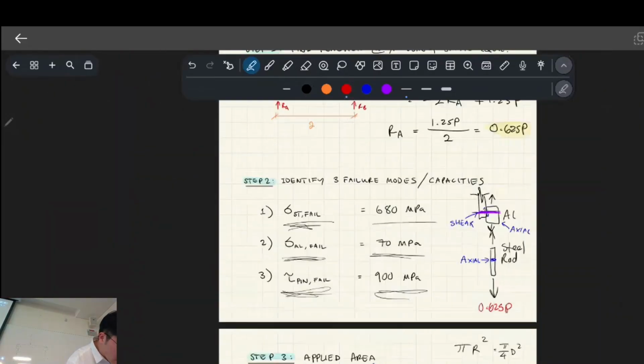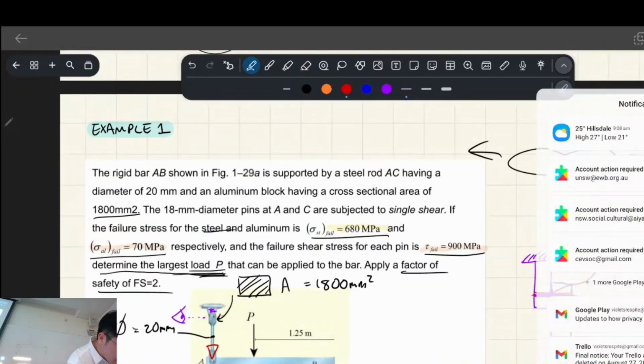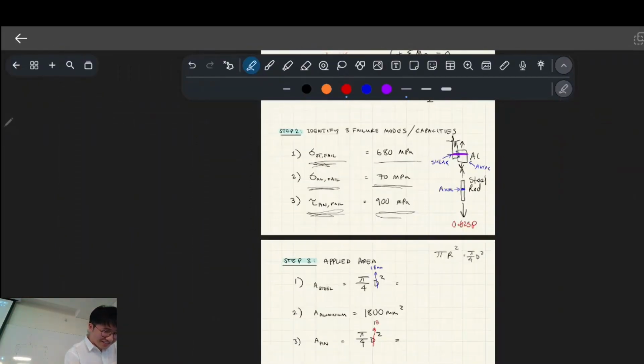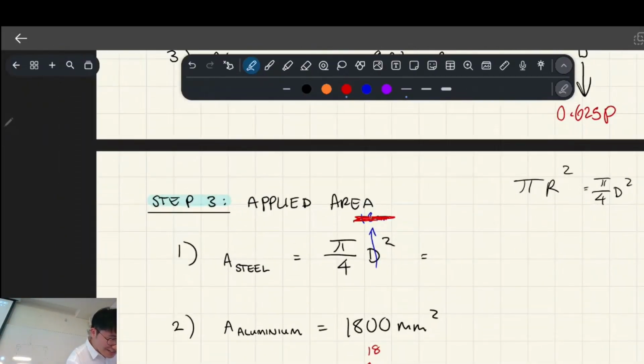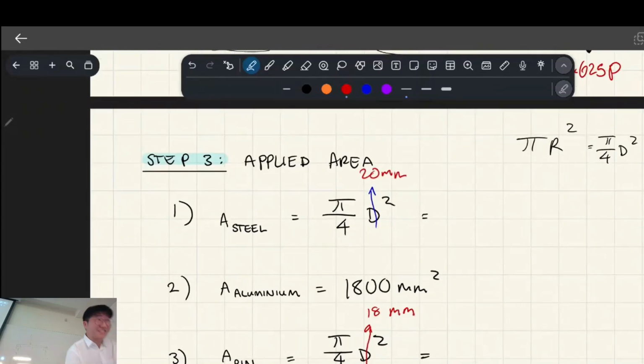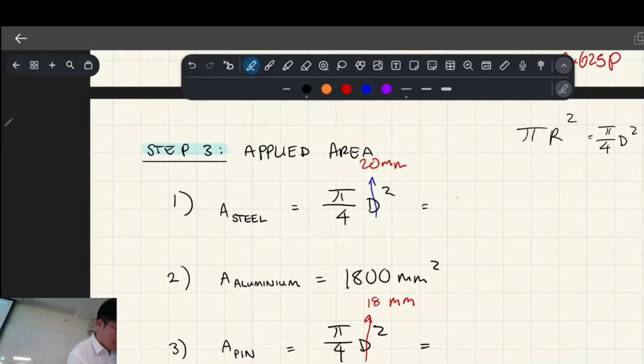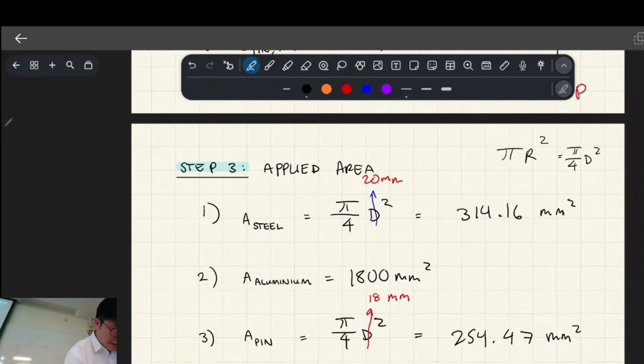Wait, am I done? Possibly. It was 20, wasn't it? I was just testing you guys. All right, so that one was the one that was 20. Okay, that makes more sense. So the one at the top was 20, and then the other one was 18. Okay. All right, so that's all the areas.